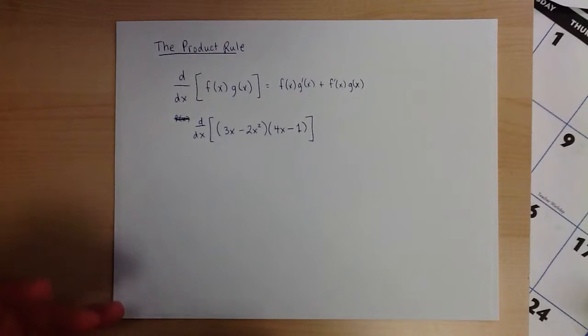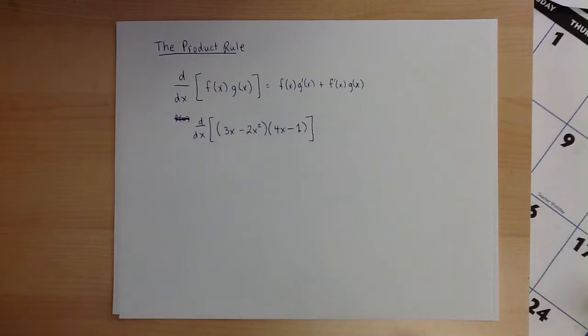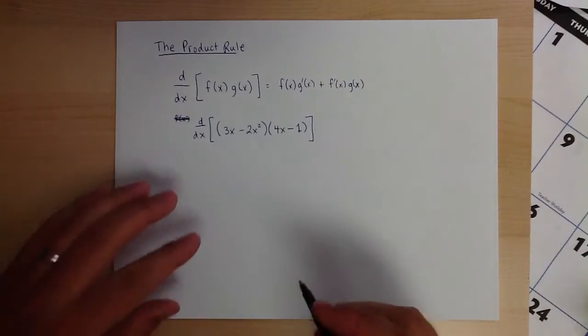Okay. Now, looking at this, could you FOIL, clean it up, and then use previous rules like sum and difference and power rule? Absolutely. And I actually would encourage that if you're not comfortable with the product rule, making sure you get it right. That's the important thing. But let's look at how the product rule works. Let's make it powerful here.